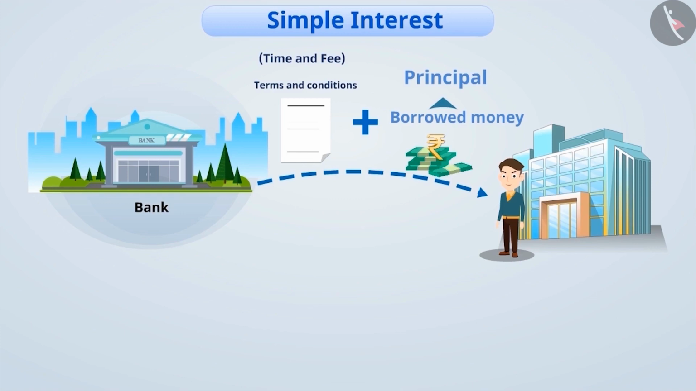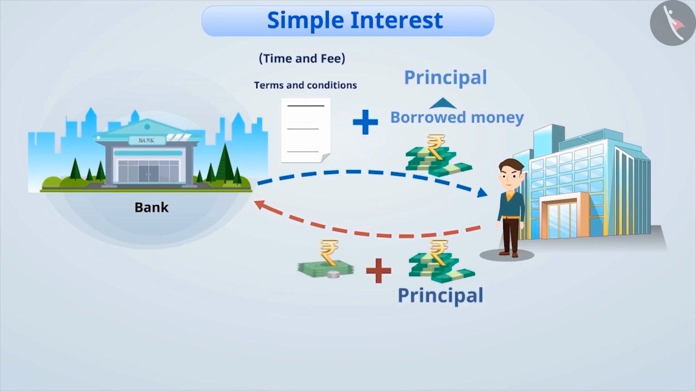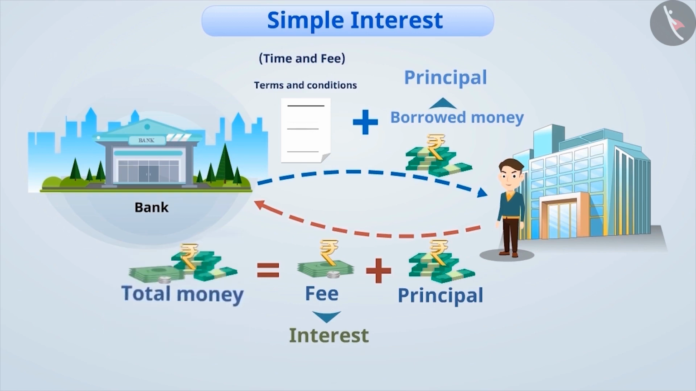The person uses the money borrowed for a fixed period of time. When the borrower returns the principal amount, then along with the principal he needs to pay a fee for the time period for which he has borrowed the money. This fee returned along with the principal is called the interest. On adding the interest and the principal, we calculate the total money which needs to be returned. This money is known as amount.